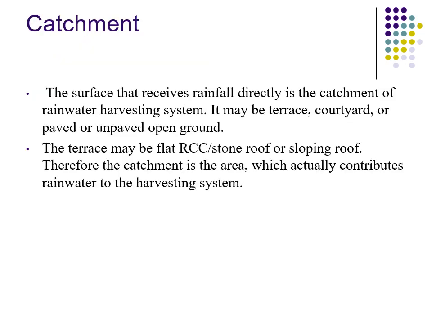Catchment. The surface that receives rainfall directly is the catchment of a rainwater harvesting system. It may be a terrace, courtyard, or paved or unpaved open ground. The terrace may be a flat reinforced cement concrete or stone roof or a sloping roof. Therefore, the catchment is the area which actually contributes rainwater to the harvesting system.